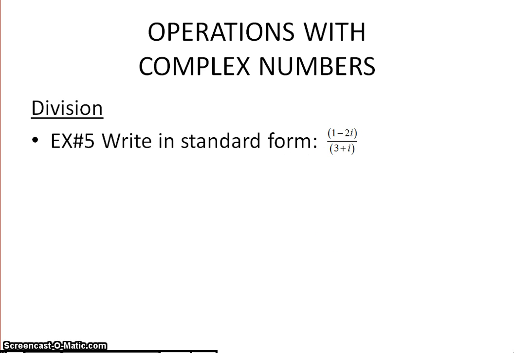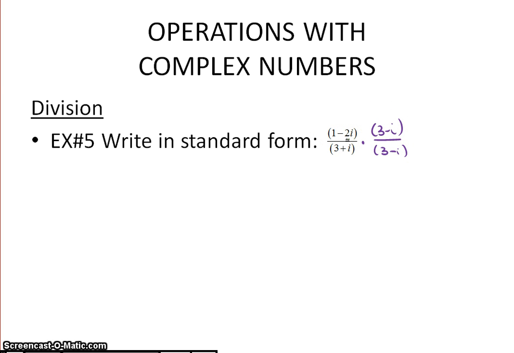The last one we want to do is division of complex numbers. So we're going to write it in standard form. So again, standard form is a plus bi. So to divide, whenever we divide, we want to multiply by the complex conjugate of the denominator. To find the conjugate, it's always the opposite sign in front of the i of the denominator. So it's 3 minus i would be the conjugate. So we just find the conjugate at the bottom and multiply both by it.